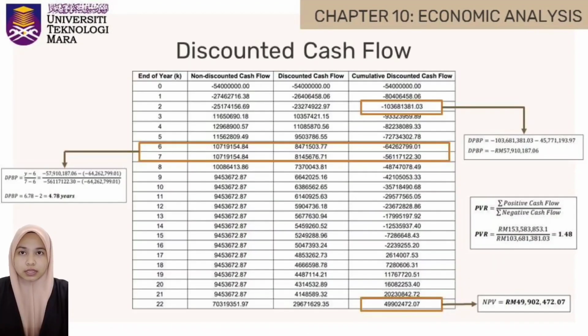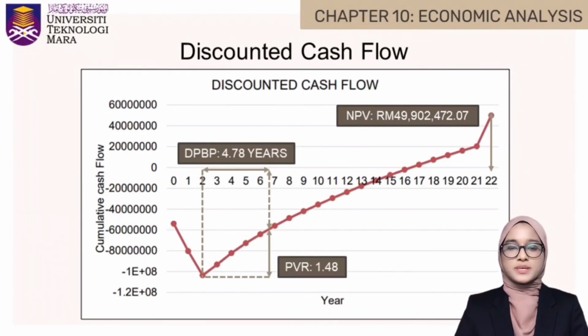In determining discounted cash flow, a rate of 4% is used. The highest negative value in cumulative discounted cash flow and the fixed capital investment are used in order to calculate the discounted payback period. The payback period is estimated to be 4.78 years. The present value ratio is determined by dividing the summation of positive cash flow by the summation of negative cash flow, which gave a PVR value of 1.48. This is the graph that visualizes 4% discounted cash flow. The graph consists of the discounted payback period, present value ratio, and net present value. The net present value for the discounted cash flow is 49 million ringgit Malaysia, which presents the highest value in cumulative discounted cash flow.